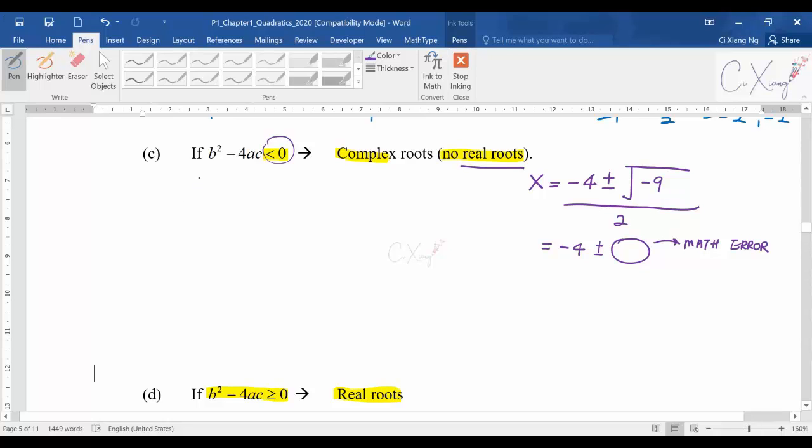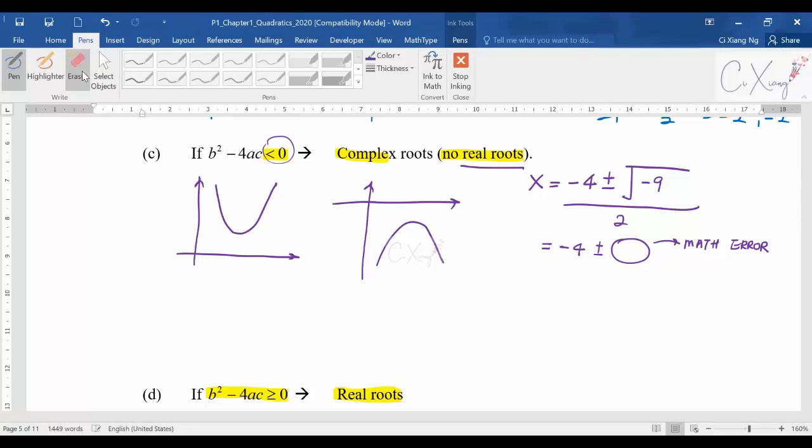Alright, so for the graph, if you're having a quadratic expression with no real roots, then your graph will not cut the x-axis. So it will look either like this, or it will look like this. Okay, alright. So this is a very simple example of the summary of the nature of the roots. Again, I believe that most of you learned this before, and this is just a very brief revision for you, to recall what you have learned before.